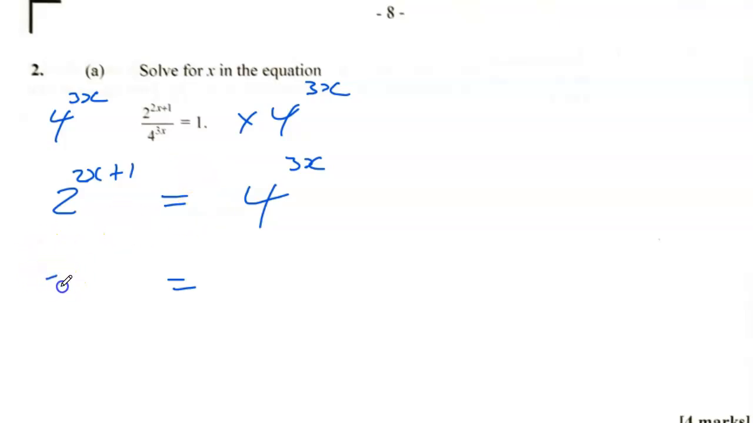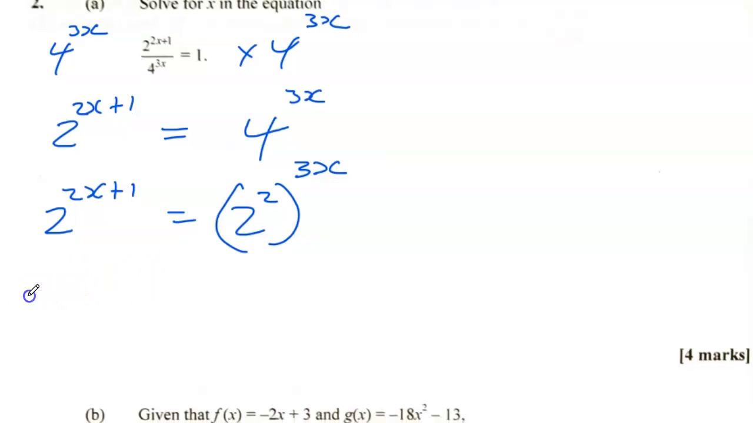So we restate 2 to the power of 2x plus 1. And 4, we can rewrite 4. Remember, 4 is 2 squared. So rewrite the 4 as 2 squared. And don't forget the 3x power there. So this becomes 2 to the power of 2x plus 1. And the last indices, we can just take the product of the powers here. So 2 times 3x, that's 6x.